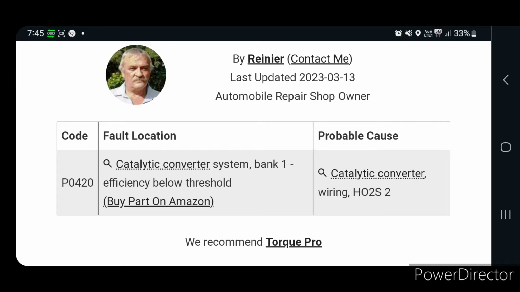Catalytic converter, wiring, O2 sensor 2. So O2 sensor 2 is the oxygen sensor located after the catalytic converter. What O2 sensor 2 does is monitor the operation of the catalytic converter.